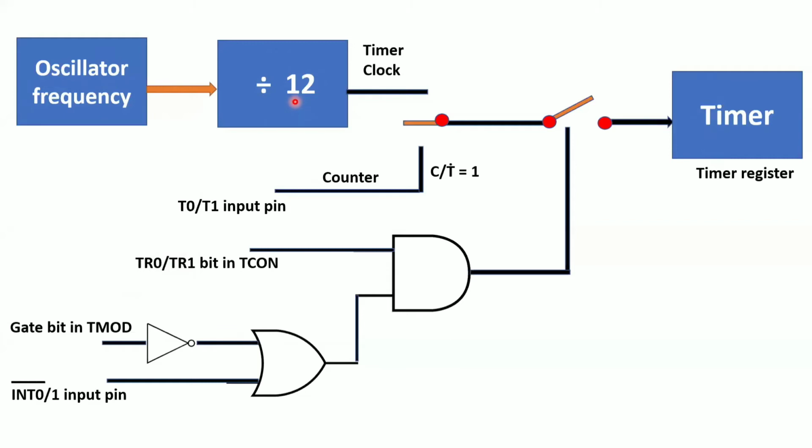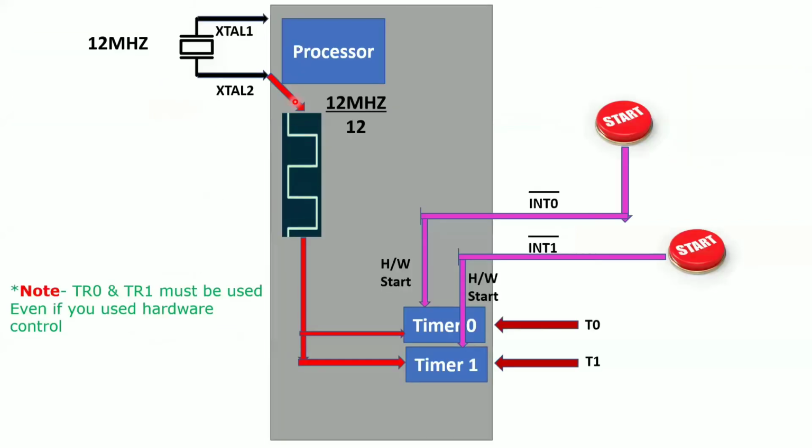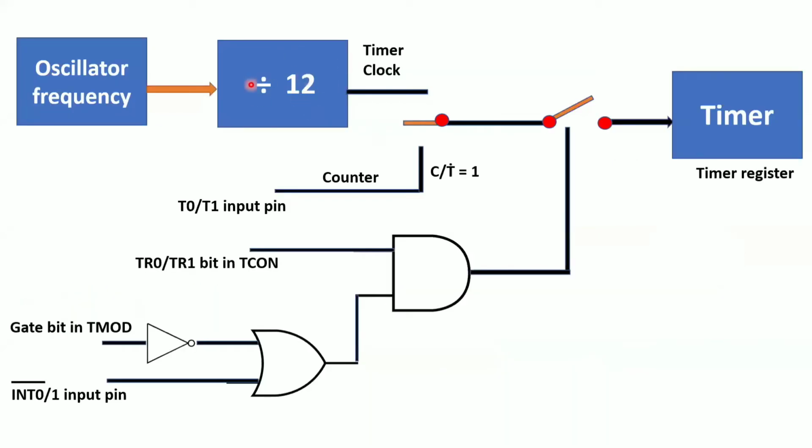Why 12? I already gave this information in the previous slide also. So 12 megahertz divided by 12, because 12 megahertz is the oscillator frequency of your 8051 microcontroller. This is dividing by 12. I will tell you why we are dividing by 12 later. Now we have divided this frequency by 12, which means we are getting 1 megahertz as the clock frequency. Now this clock frequency has to reach this timer.